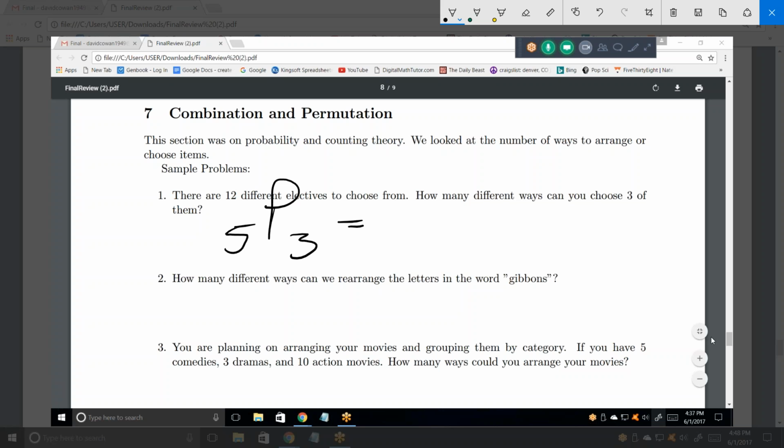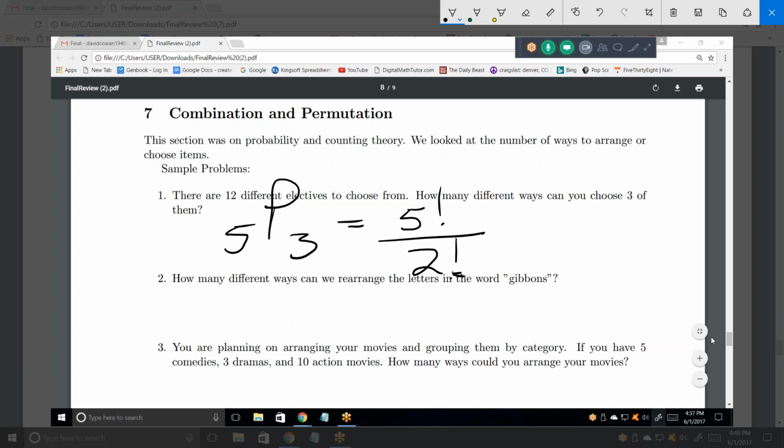Translate that to factorial terminology for me. The 5 factorial goes in the numerator. And the n minus r factorial goes in the denominator, just that. So yeah, okay.